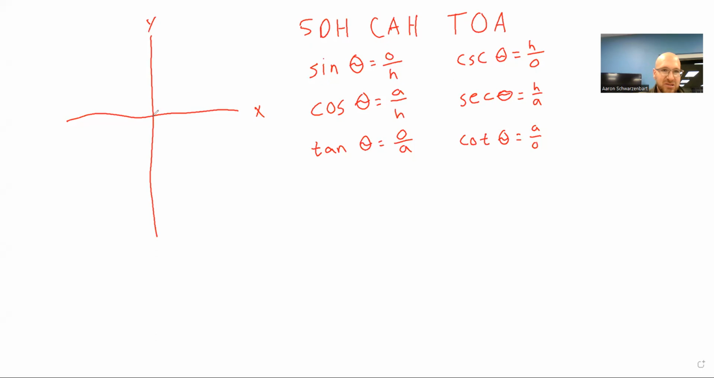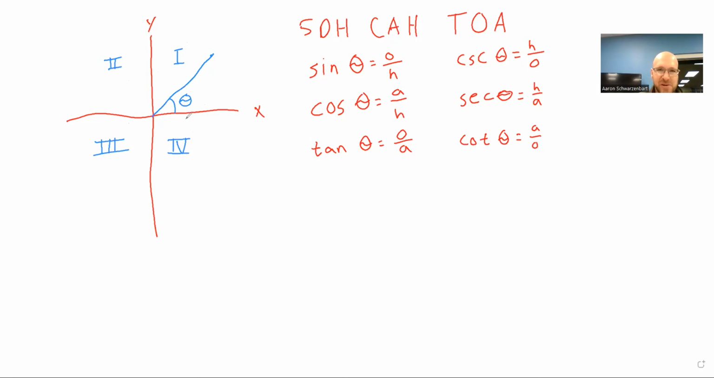Standard position of an angle is based on a line, and the angle is always measured to the positive x-axis, going counterclockwise through quadrant 1, 2, 3, 4. So I'm going to label the quadrants in case you're forgetting that. Going across 1, 2, 3, then 4, which is a counterclockwise direction, is positive angles. If I go the other way, it's negative angles.